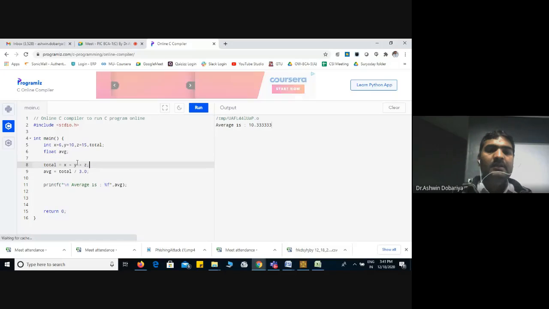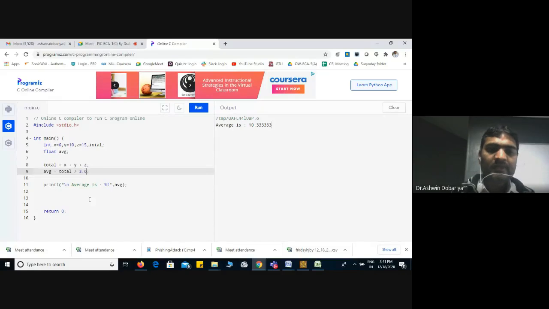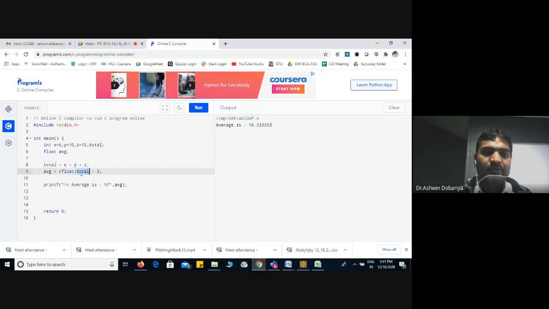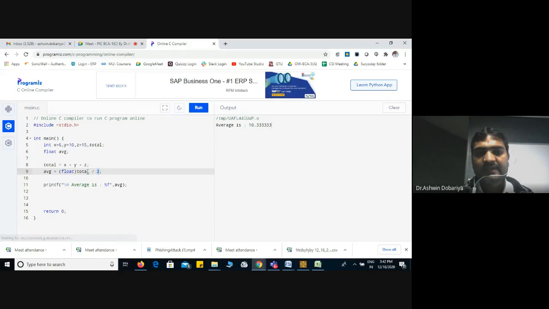Now, even suppose you don't want to make this value a float, then another rule says you can mention a data type before a variable. So what will the compiler do? The compiler first converts this variable into a float, then it will perform the operation. So in that case also the output will be the same. See, the output will be the same. So here 3 is an integer, but here total is first converted into a float.